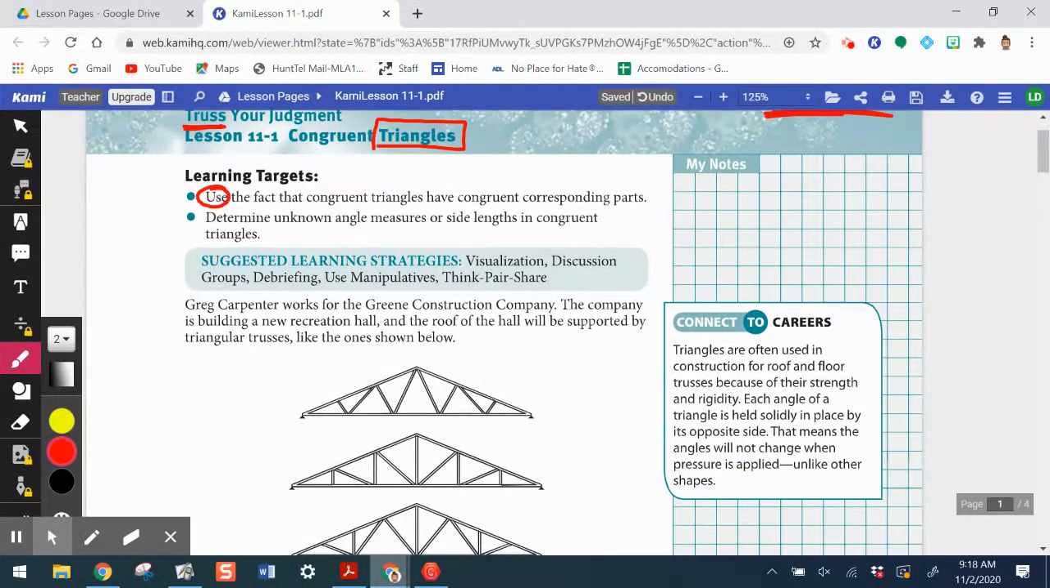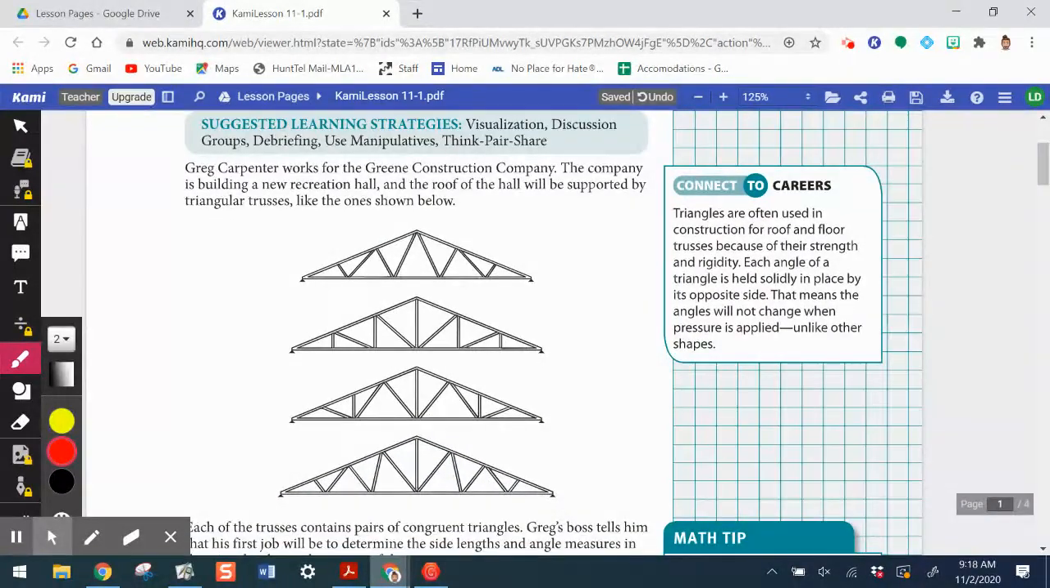We will use the fact that congruent triangles have congruent corresponding parts. And if you're still not understanding what that term corresponding means, not just with parallel lines, but if you're still having trouble with corresponding parts, we'll see that here in our text. We will also determine unknown angle measures or side lengths in congruent triangles. So let's take a look at our text. Just take a moment, pause the video, read through the text before continuing.